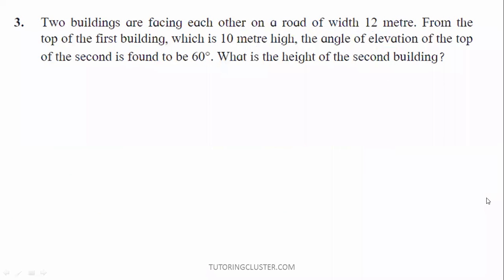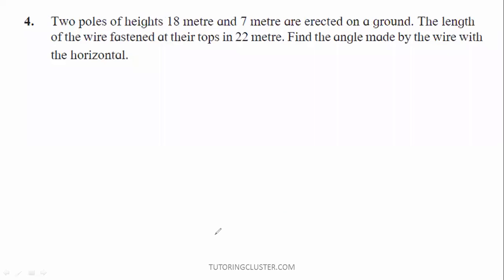Let us see example number 4. Read this example first. The two poles of height 18 meter and 7 meter are erected on a ground. The length of wire fastened at their top is 22 meters. Find the angle made by the wire with the horizontal.